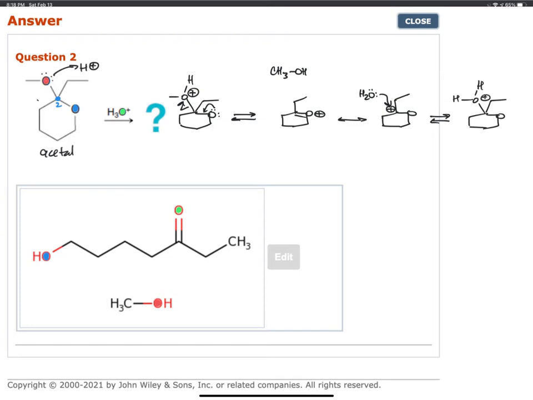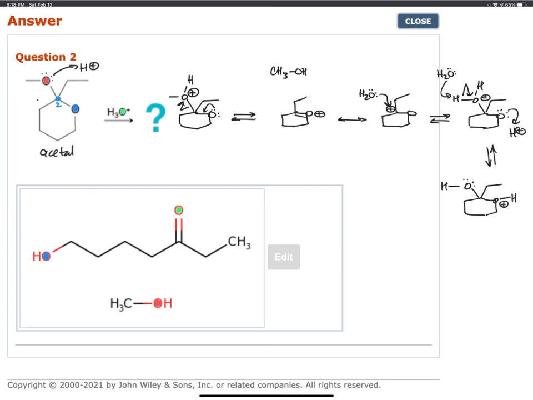Now what we're going to do is a series of proton transfers. I'm going to show 2 at once, just to save some time here. So let's have water act as the base to abstract that proton. Then we're going to protonate this oxygen. So we end up at this stage here.